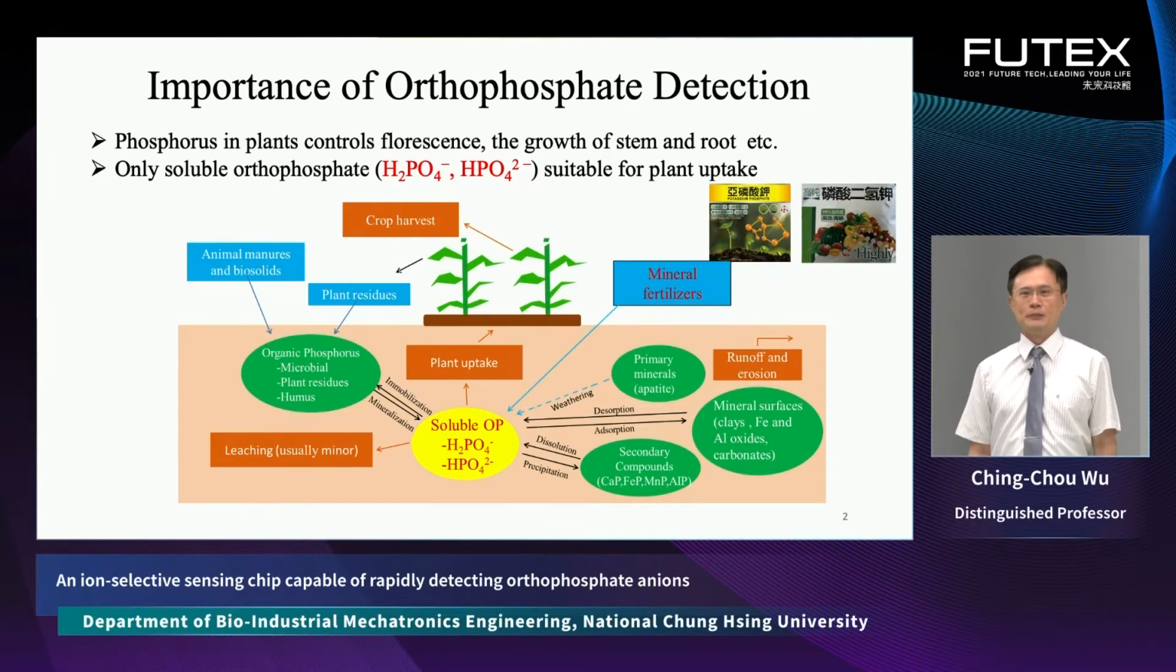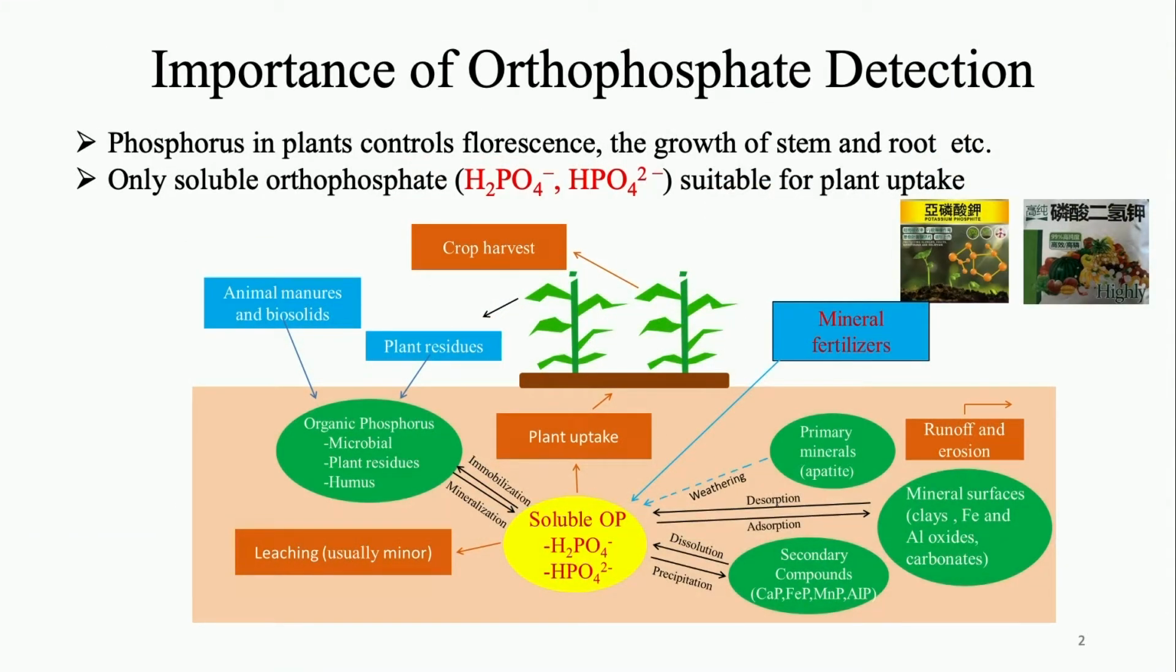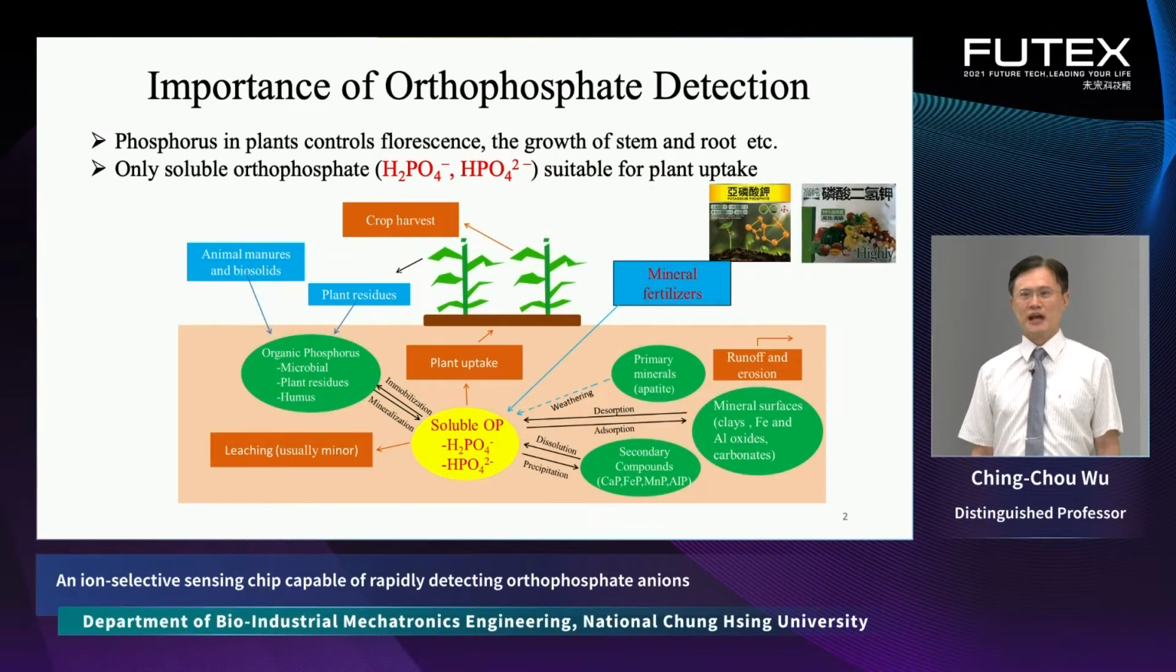And what is the importance of orthophosphate detection? This slide shows the phosphorus cycle. Phosphorus in plants controls the foliage, the growth, and the stem and the root. And only soluble orthophosphates, such as dihydrogen phosphate and monohydrogen phosphate, are suitable for plant uptake. Unfortunately, the amount of phosphates in the environment coming from the animal and plant residue is small. Most of it comes from mineral fertilizer.